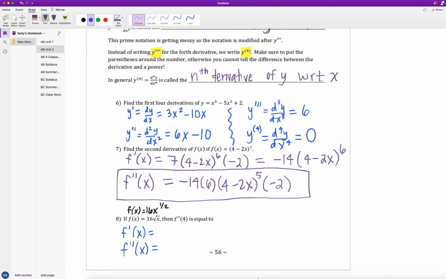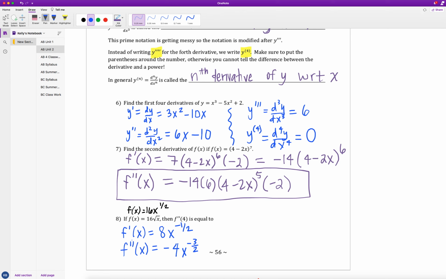So let's check f prime together. So to take the derivative here, I'm just using the power rule. So the 1/2 comes down, 16 times 1/2 is going to give us 8, and then I end up with x to the negative 1/2 there. To find f double prime, I'm going to take the derivative of f prime. So the negative 1/2 comes down. 8 times negative 1/2 would give me a negative 4, and then I'll have x to now the negative 3/2. So we have our f prime and our f double prime in general.